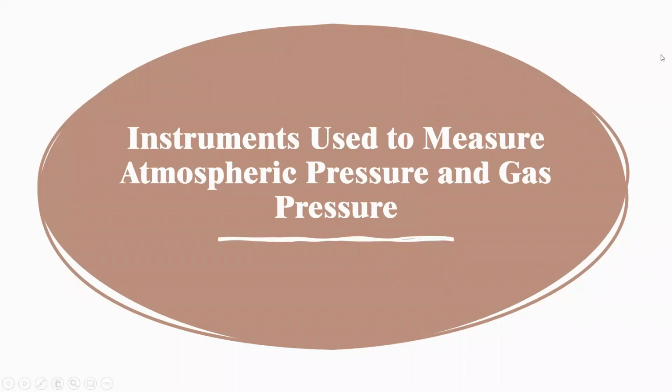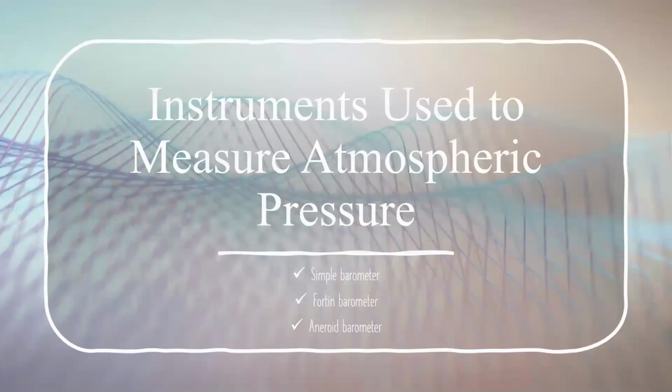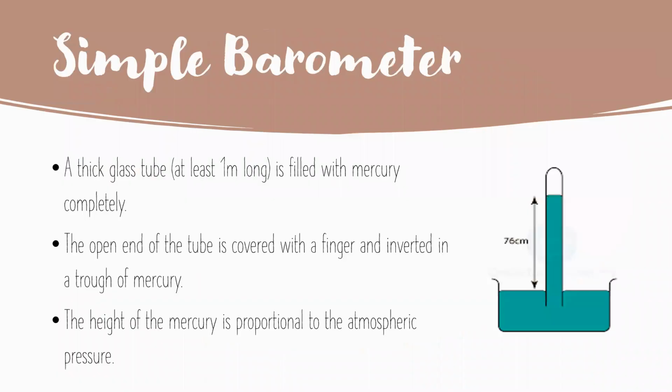So now I will explain the instruments used to measure atmospheric pressure and gas pressure. There are three instruments for atmospheric pressure: simple barometer, floating barometer, and also aneroid barometer. For the simple barometer, the mechanism is a glass tube at least 1 meter long, inverted in a trough of mercury. The height of the mercury in the tube is proportional to the atmospheric pressure.